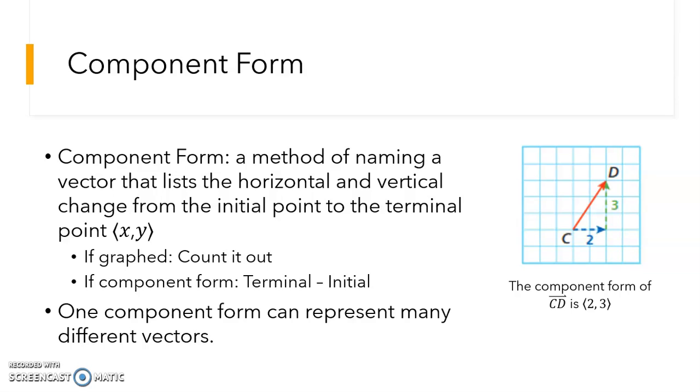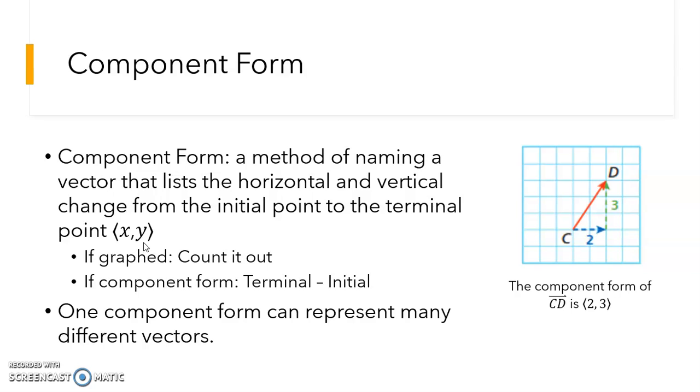So component form is a method of naming vectors that lists the horizontal and vertical change from the initial point to the terminal point. And it's listed almost as an ordered pair, but notice these are not parentheses. They have little points at the ends. So they kind of look like arrows. And that's what notes that it's not an ordered pair, but it is a component form.